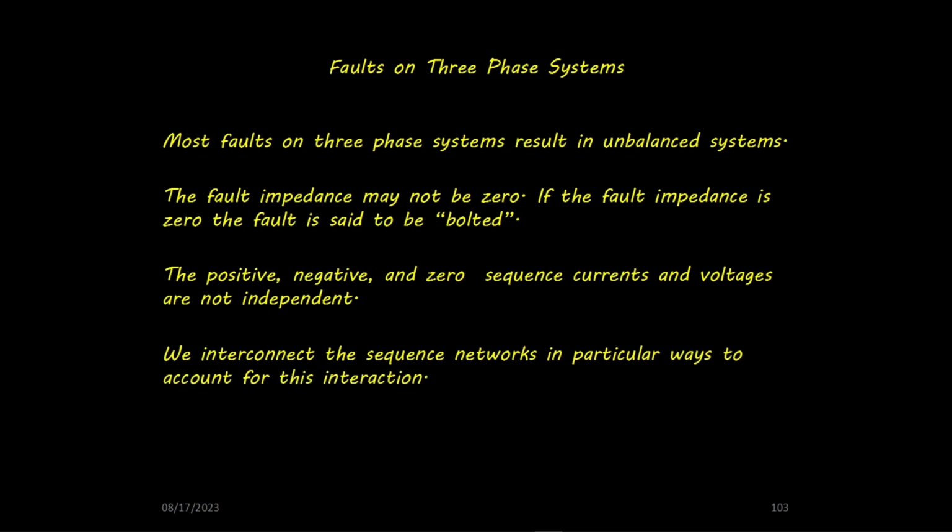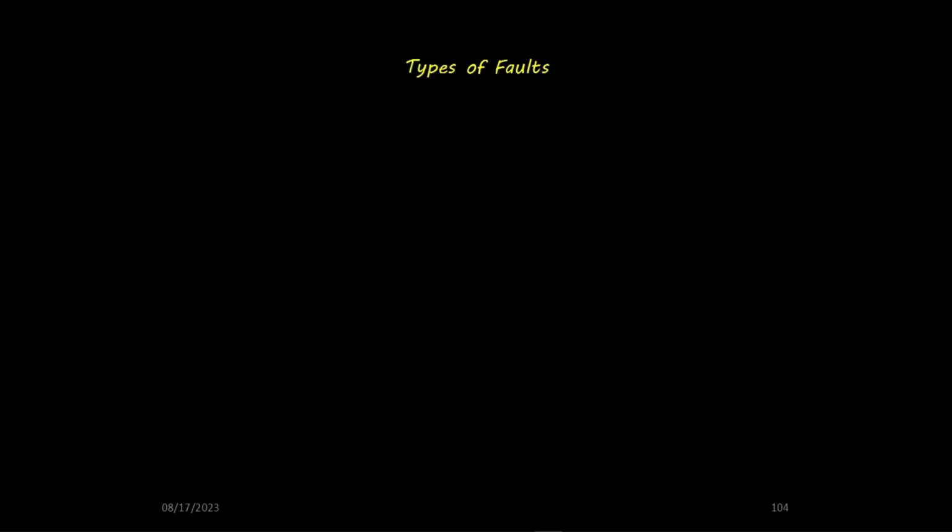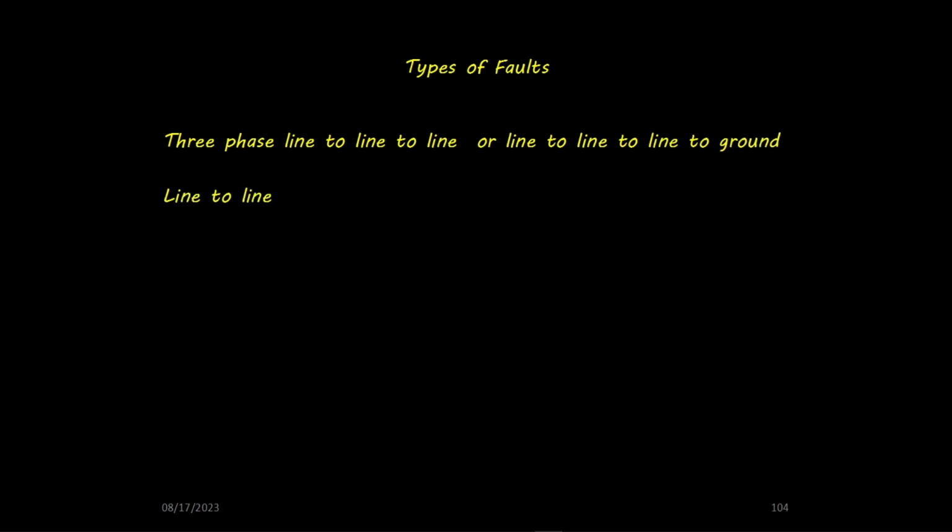There are 5 kinds of short-circuit faults that can occur on three-phase systems. They are three-phase, line-to-line-to-line faults, or line-to-line-to-line-to-ground faults. Line-to-line faults, double line-to-ground, and single line-to-ground faults.